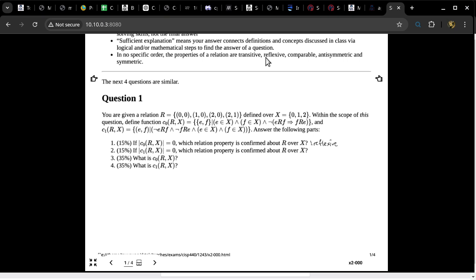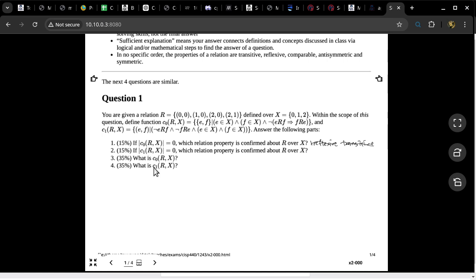So in this case, we know that transitive has nothing to do with this part. Once again, I don't know why it is not refreshing on its own. Now it's completely okay. So now we know it's not transitive. We don't have a whole lot left. Comparable has nothing to do with implication, so it's not comparable either. So what is left is really anti-symmetric and symmetric.